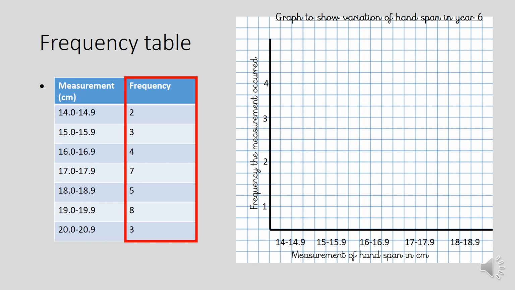Okay, so first of all, let's think about the y-axis. Is it going to be high enough just going up to 4? Let's look at the biggest number in that set of data. Okay, the biggest number is 8, so we need to go above 8 to 9. Okay, so we're going to need to make that y-axis taller. So think about the gap between each number as well.